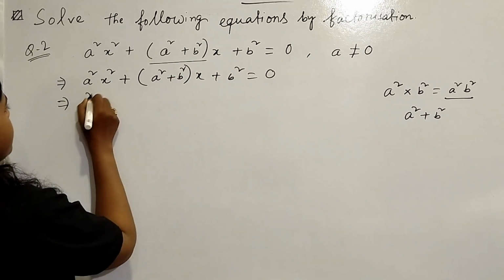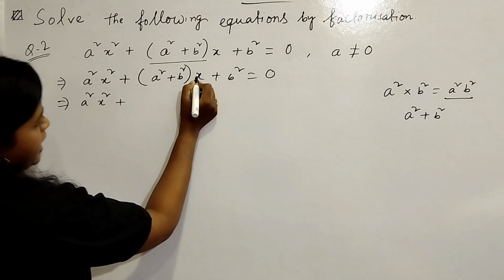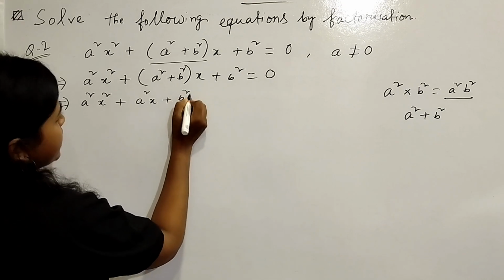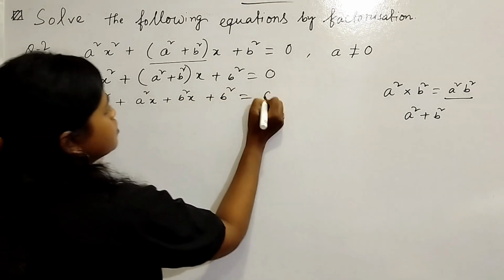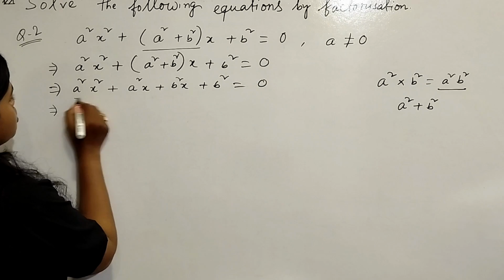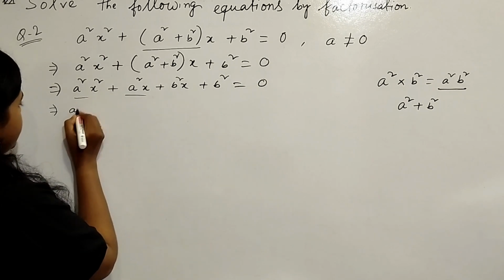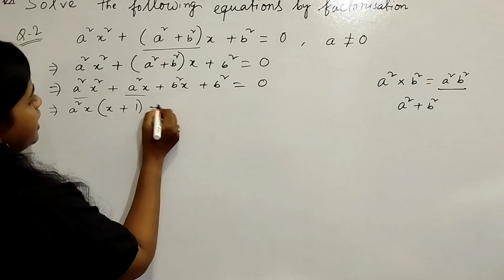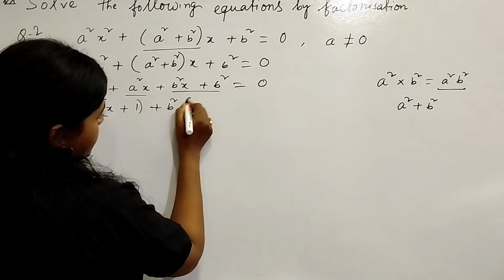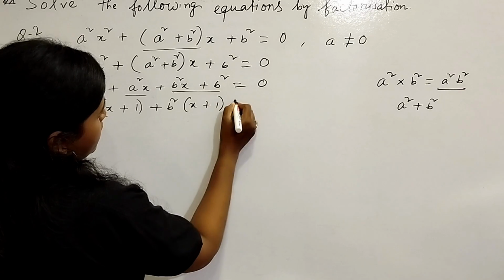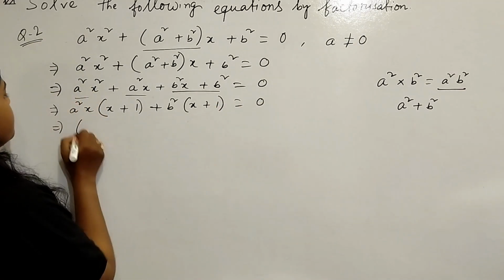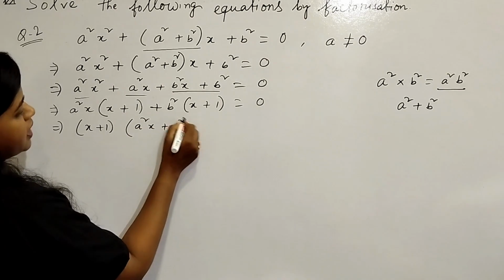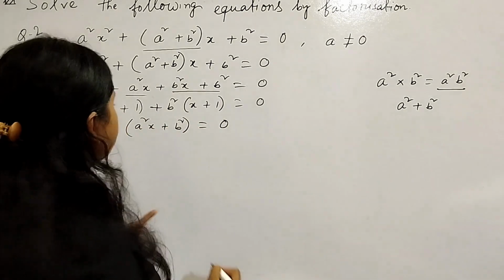So now a square x square, x will be multiplied, x into a square x and b square x plus b square equal to 0. To take common from these two terms, here we can take x square x. So this is x plus 1, and from these two terms we get b square. So here remain x and here 1 equals to 0. So now (x plus 1) into (a square x plus b square). We got two factors. Now we have to solve this.